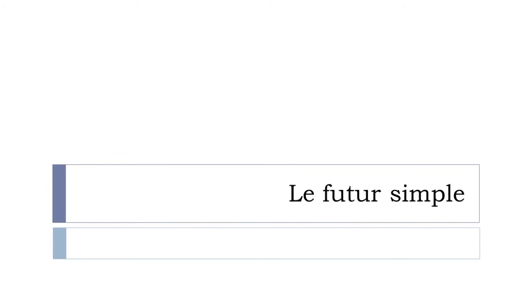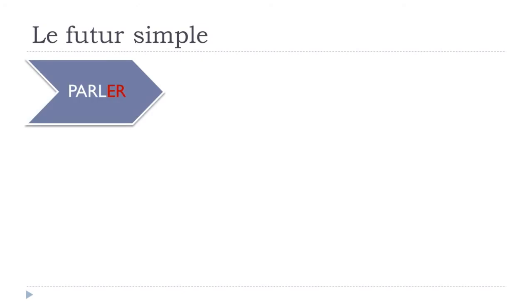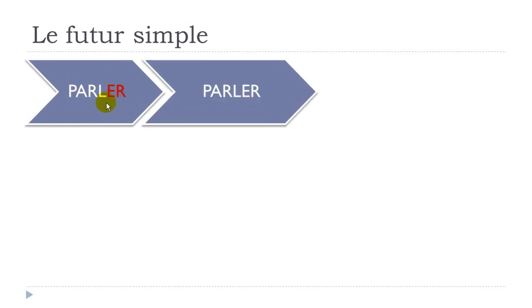Futur simple, so basically it's the future tense, okay? When you want to express something that you will do, let's see how we will make it in French. We'll see the difference between the three groups of verbs that we get in French. The first group is ending with er. Remember, parler, to talk, to speak. In that case, for this group, you don't change anything. So you just keep the basic form, the infinitive form, alright?